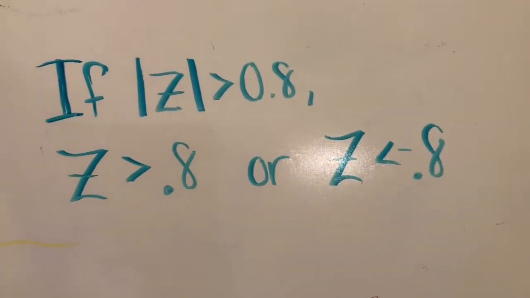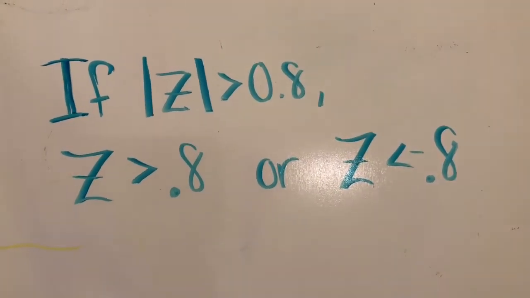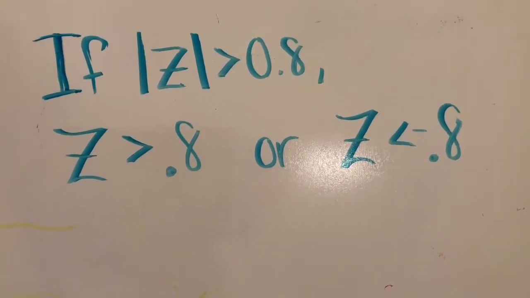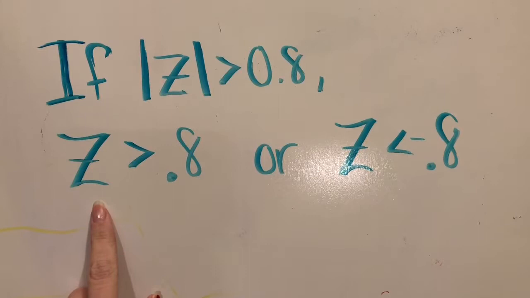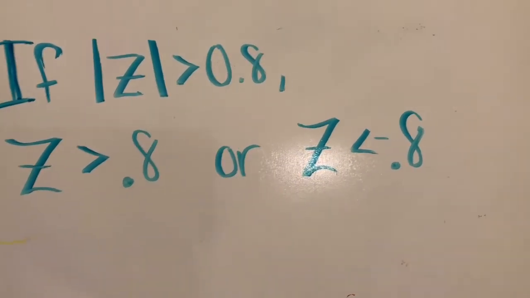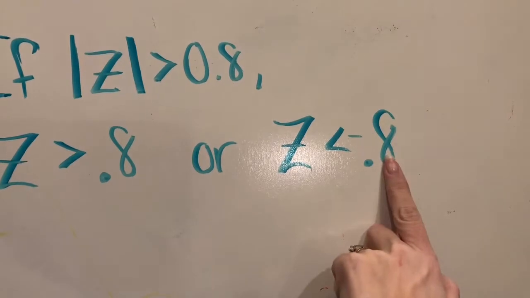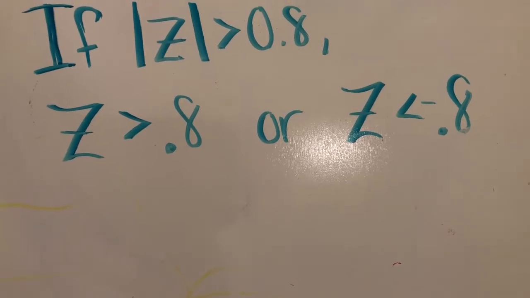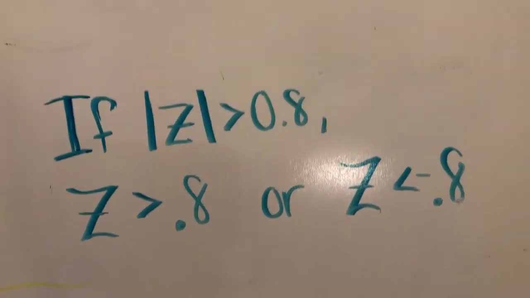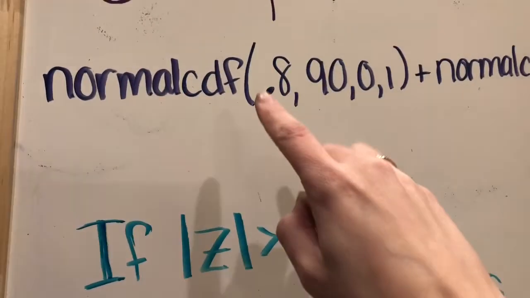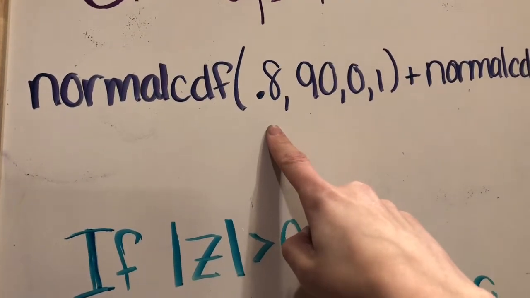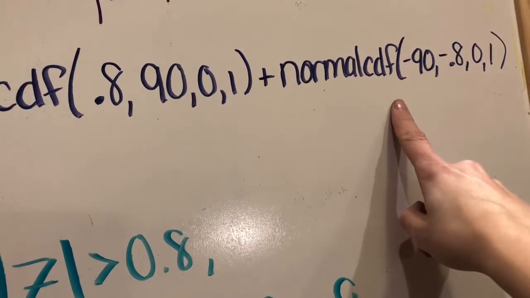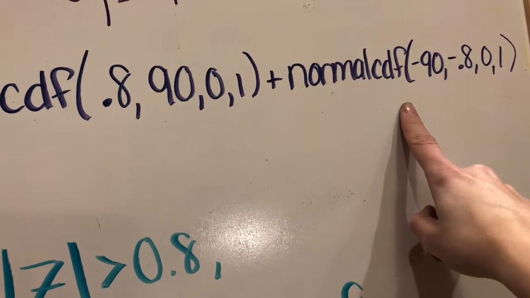Okay, so if you have the requirement that the absolute value of z is greater than 0.8, then you have one of 2 things happening. Either your z value is greater than a positive 0.8, or it is less than -0.8. And as a result, since we have 2 different ways to achieve this, we are going to have to add a couple of probabilities here. So we're going to do the probability that you end up with something that is greater than 0.8, plus the probability that you end up with something that is less than -0.8.